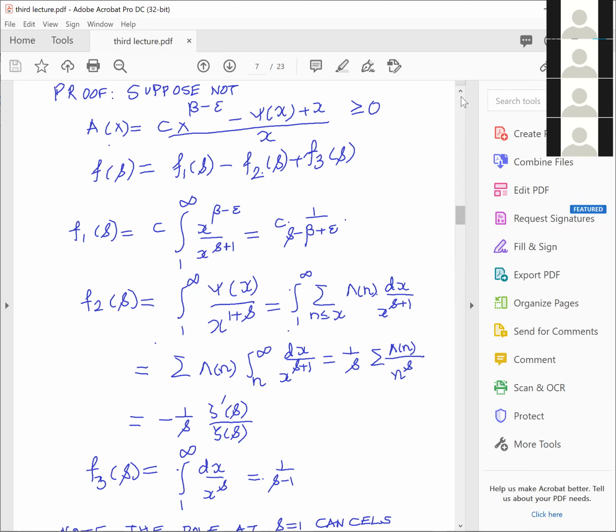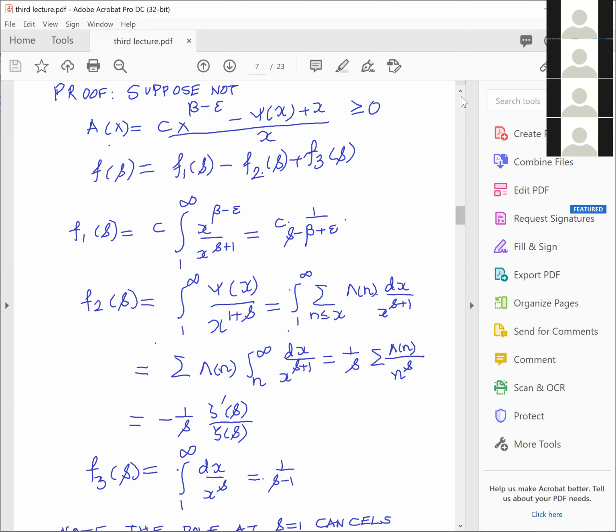And when the real part of s is positive, then each bracket is positive. Since each bracket is positive, it cannot vanish, and therefore the zeta function does not vanish. And therefore this f2 of s is not giving any singularity. Once you cross the 1, f2 of s is not giving any singularity. F3 of s is not giving any singularity.